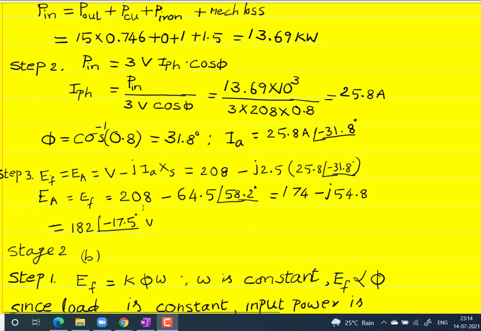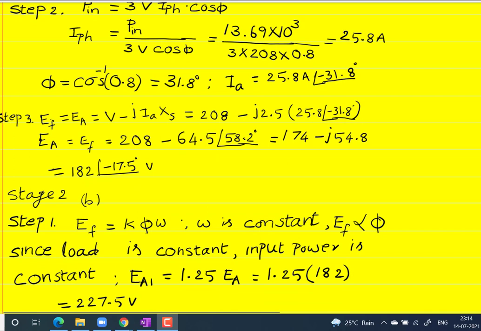Once we simplify this, we get 208 minus 64.5 at an angle of 58.2 degrees. Simplifying further, we get 174 minus J 54.8 volts. In polar form, it becomes 182 at an angle of minus 17.5 degrees volts. So this is the first stage, that is the A bit answer.